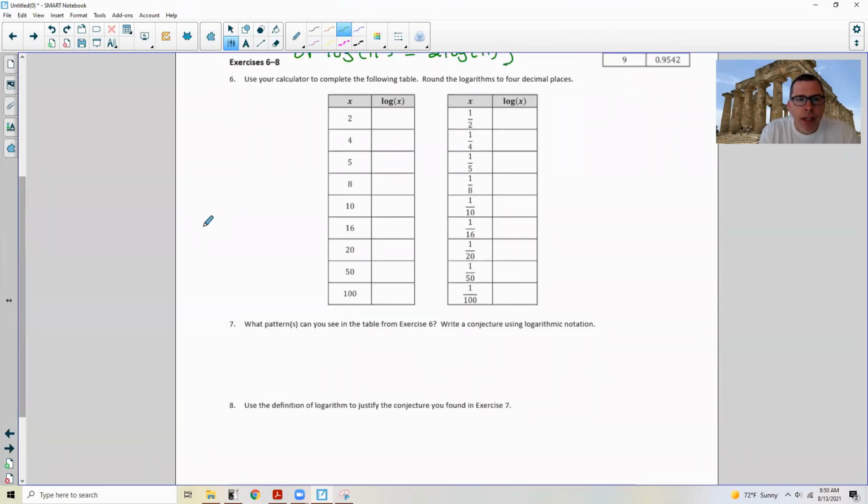All right, so exercise 6 through 8. Use your calculator to complete the following table, round the logarithm to 4 decimal places. So here's the table, pause the video, fill this in. When you come back, I will show what you should have gotten from your calculator and put into the table.